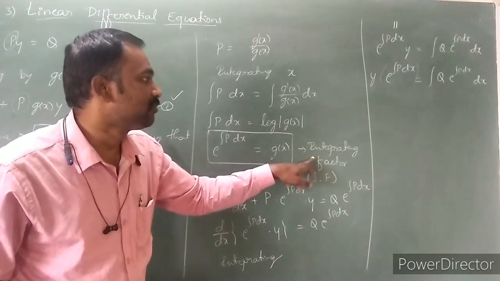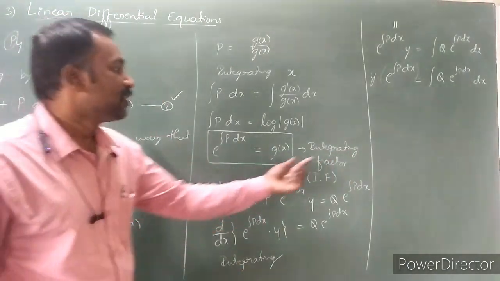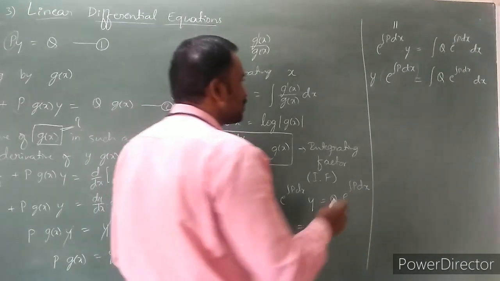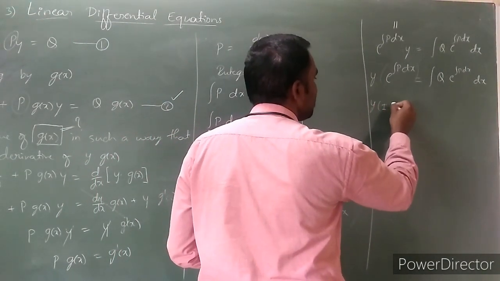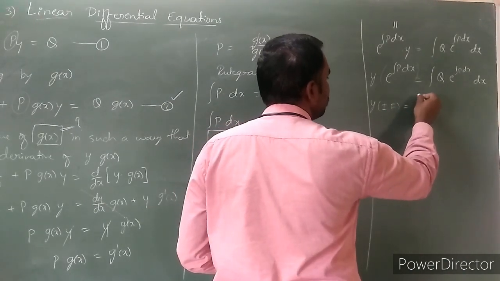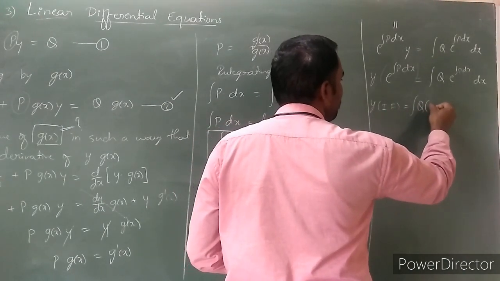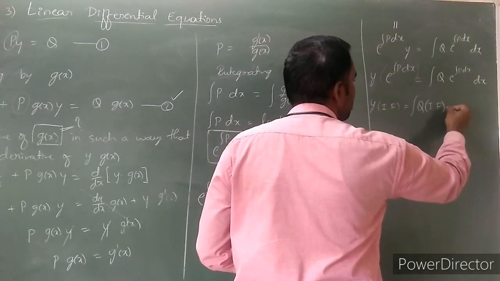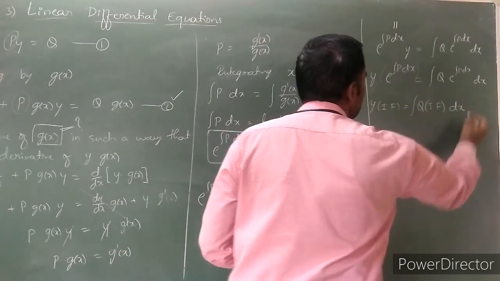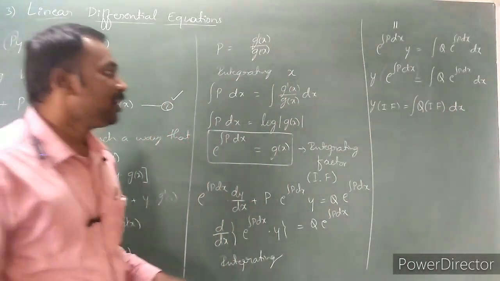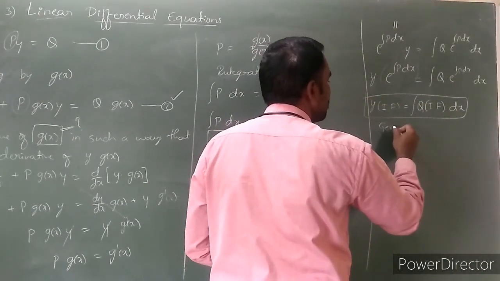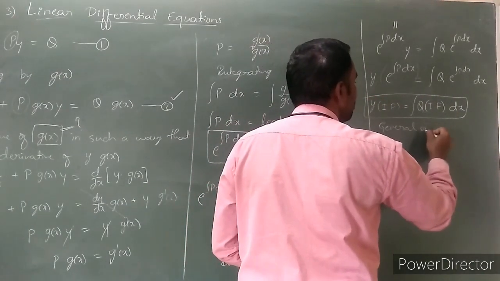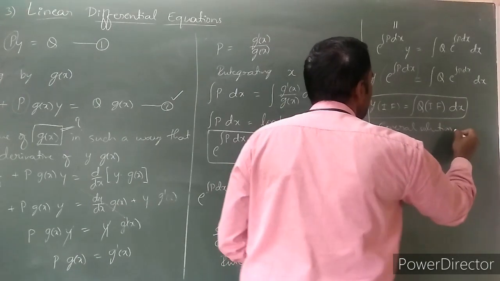That g of x term value is what? What is the name of the term? That is an integrating factor. I just write y into the integrating factor is equal to integration of q into integrating factor into dx. This is the required general solution of the given linear differential equation.